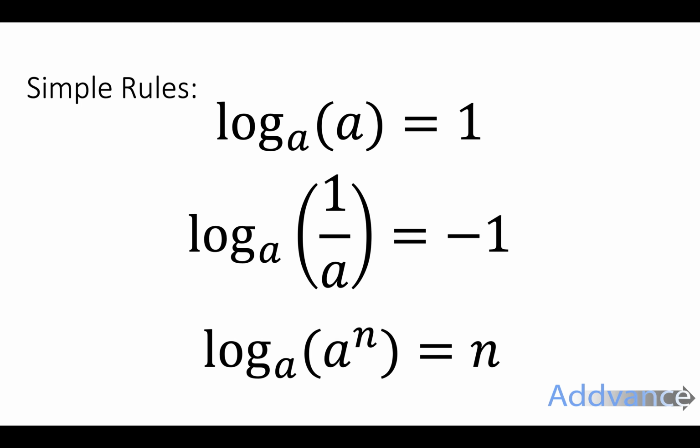So some simple rules for logarithms. What power of a makes a? Well, that's always 1, because a to the power 1 is itself. What power of a makes 1 over a? Well, you should know that 1 over a is a to the power minus 1, so the power will be minus 1. And what power of a makes a to the power n? Well, think about it. It's n, because a to the power n is a to the power n. Those are some simple rules that are self-explanatory if you think about it, but they really can save you time if you can spot them straight away. Okay?